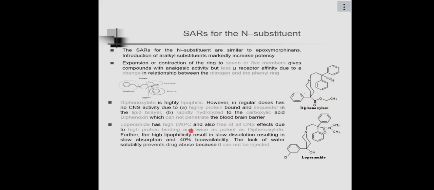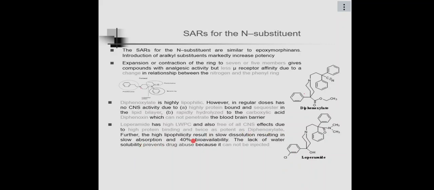So it has also a high lipid-water partition coefficient, and it's also free of all CNS effects due to high protein binding, and it is twice as potent as diphenoxylate. Again, when you look at this compound, this is loperamide. One of the other factors you see is the halogen, and we know halogens slow the metabolism. Halogens increase lipid solubility. These are things that you know by now. So this halogen will protect the phenyl ring from undergoing oxidative hydroxylation. It will further increase the lipid solubility, causing more retention of this drug within the periphery, and therefore no CNS activity. So it is twice as potent as diphenoxylate.